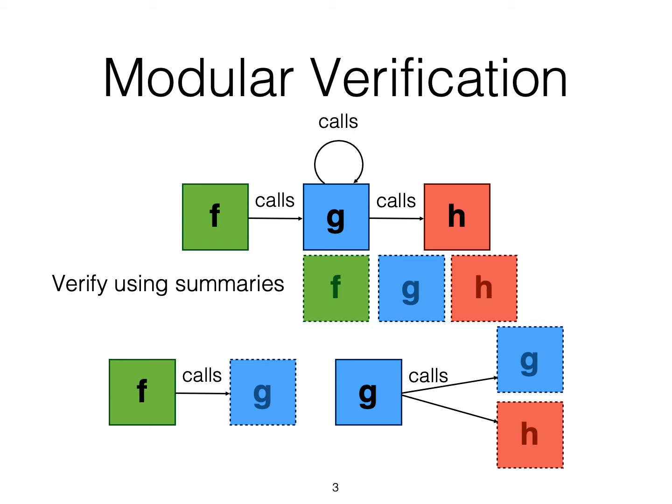You can imagine that for large programs, performing verification in a modular manner like this can help with scalability, since we can consider only a single or only a few components at a time and abstract away the rest of the program using procedure summaries.